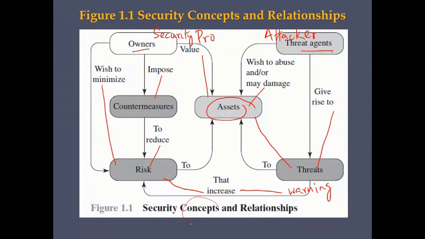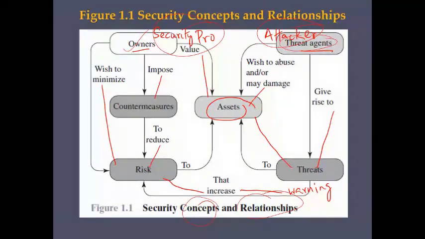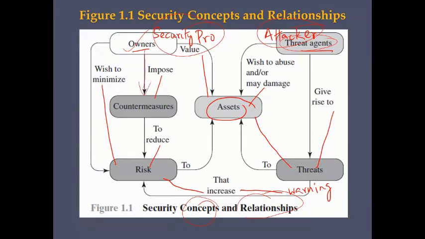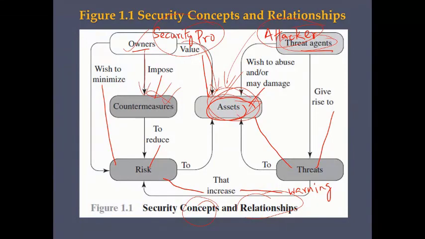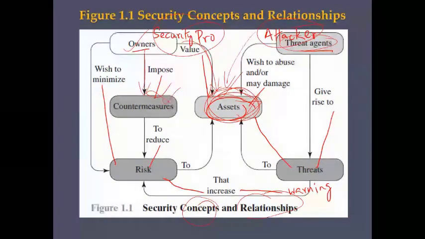This is a scenario of security concepts and relationships. Here we have two parties: the security professional, who is the owner, and the threat agent, the attacker. The security professional is always trying to impose some countermeasures beforehand, and also puts some value on the assets. The main target, for both the attackers and the security professionals, is these assets. Attackers want to hack all these assets, but the security professional wants to protect them. So this is the battle between these two: to protect the assets or destroy them.